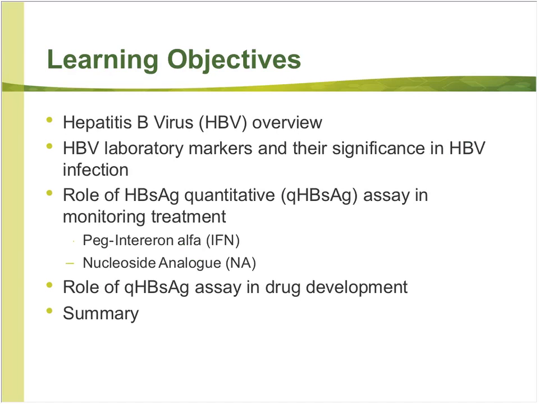We are now going to start the presentation with an outline of learning objectives. We're going to have a brief overview of the hepatitis B viral disease, talk about laboratory markers and their significance, and then focus heavily on the role of S-antigen quantitative assay, both in the setting of interferon therapy, nucleoside and nucleotide analog, and also talk about S-antigen in drug development, because there's many new medications coming out for hepatitis B, we hope, in the next 5 years. And we'll talk about how to integrate that testing in drug development, which then would enter your practice.